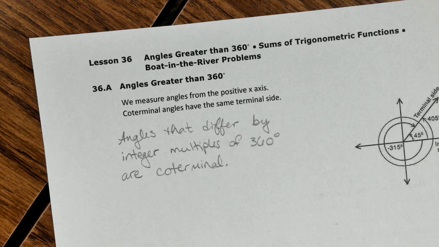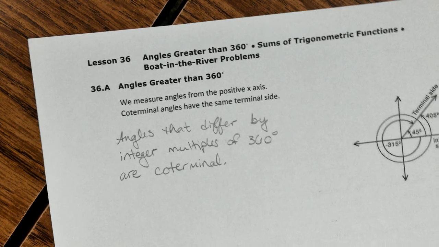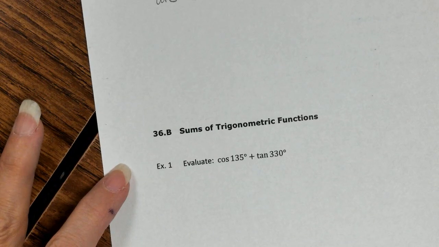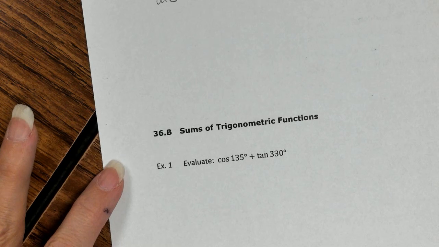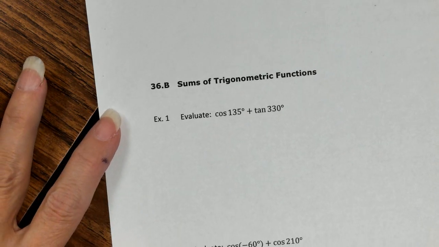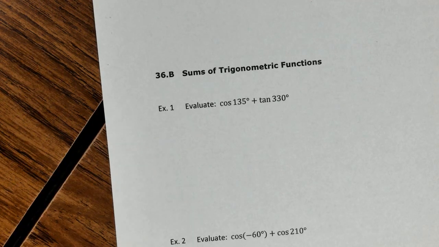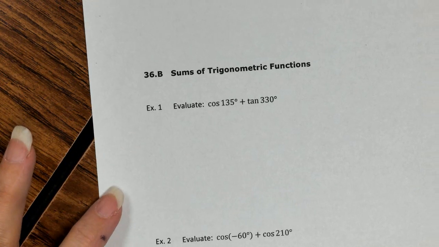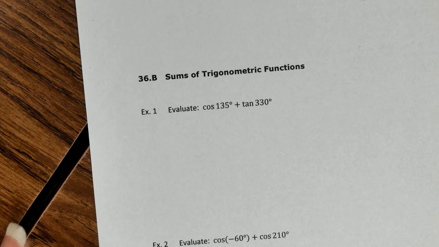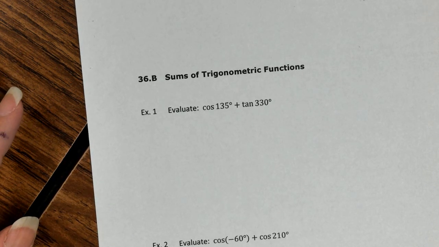Okay, I think we can go ahead and move on to part B. Part B is just about adding trig functions. This will provide some practice putting together things you've already been doing, but we'll work in some of these angles that are greater than 360. So let's take a look at example 1.